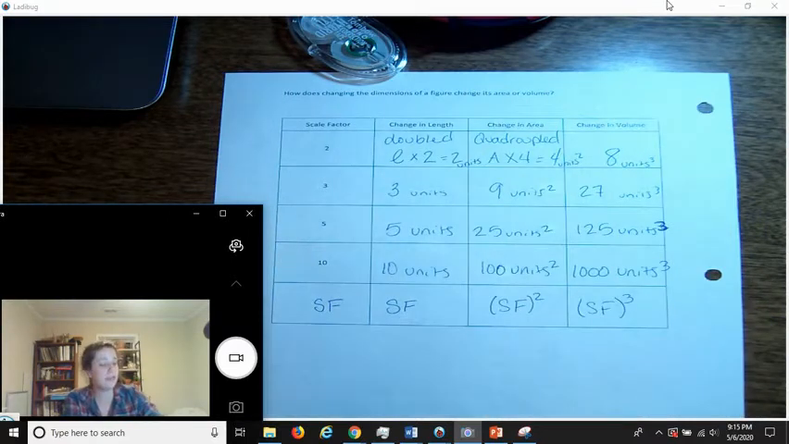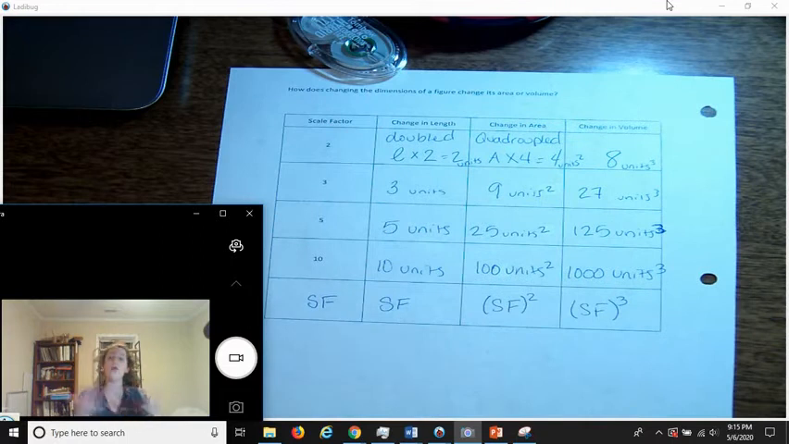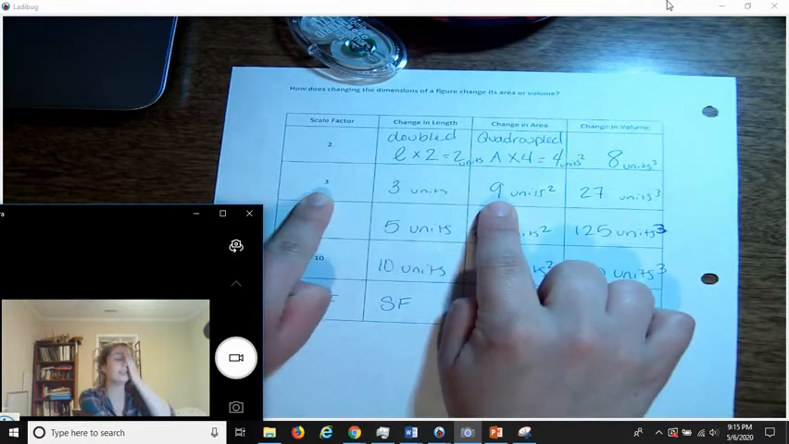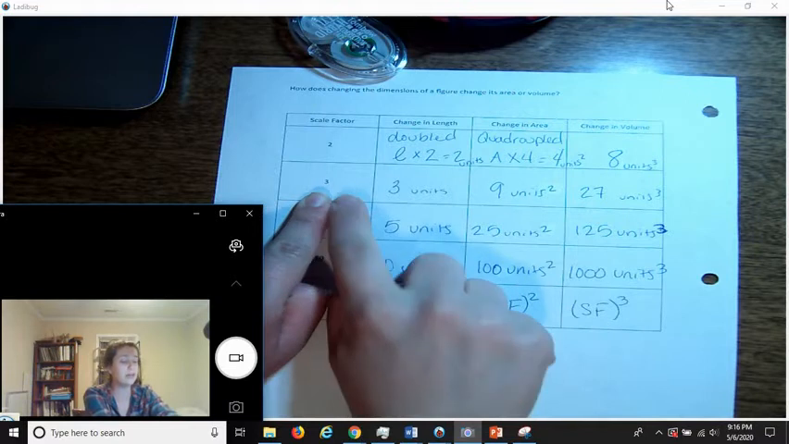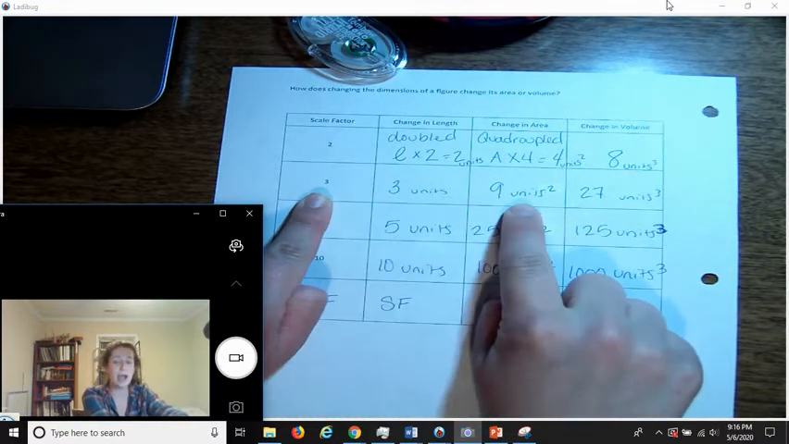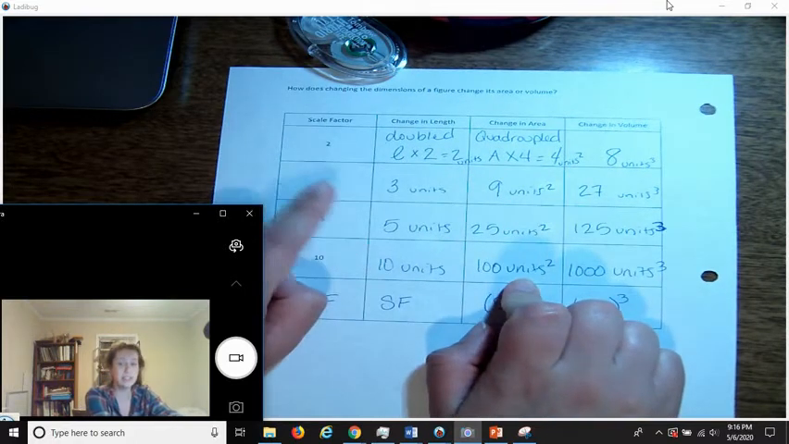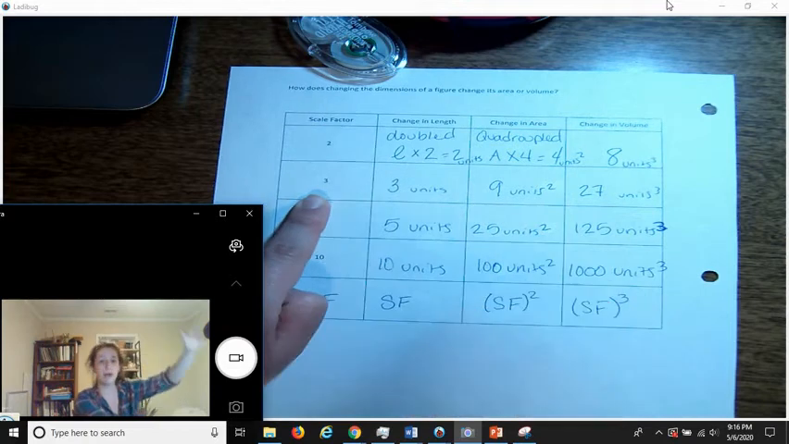Because I have each of my dimensions already multiplied by a scale factor, I'm raising that scale factor by a power. So this ends up raising the scale factor. The 3 scale factor goes up by a power of 2 for the area. Okay, so the area is going to change by a factor of the scale factor to the power of 2.